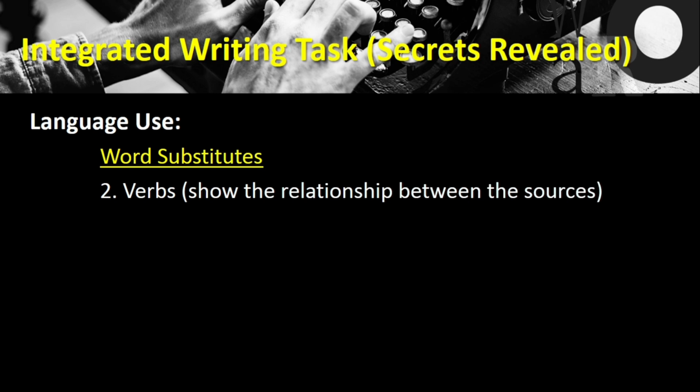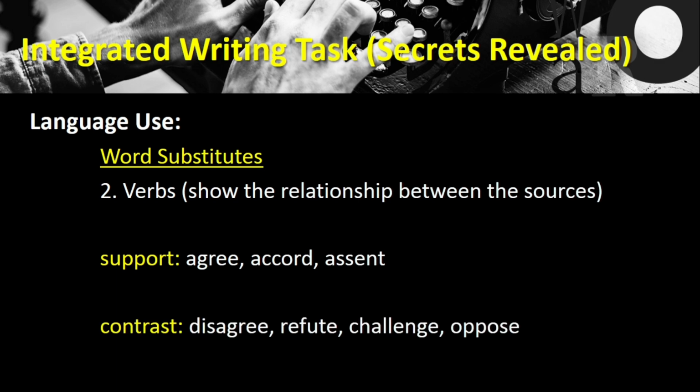As for verbs that show support or contrast relationship between the two sources, try to alter them too. For instance, you may say, support, agrees, accord, or assent, instead of only using support all throughout. In the same manner, instead of saying contrast in all the paragraphs, why not use disagree, refute, challenge, or oppose?